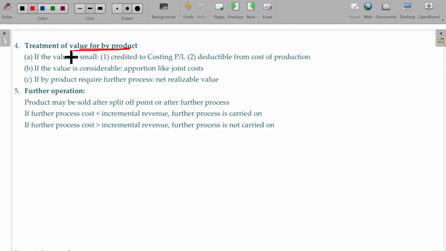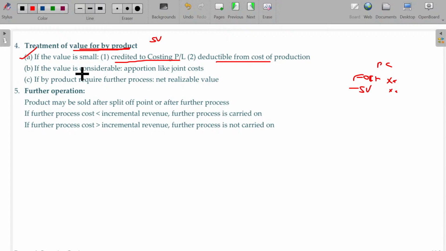In case of value of byproduct, that amount can be directly credited to the P&L account, one of the models. Another one is deductible from cost of production. Byproduct is nothing but scrap value realized. What do you do in preparing a cost sheet? Prime cost, factory overhead minus scrap value realized. That's how you will subtract. This is one assumption. Another assumption, if the value is very insignificant, credit to P&L account directly. These are the two options we have.